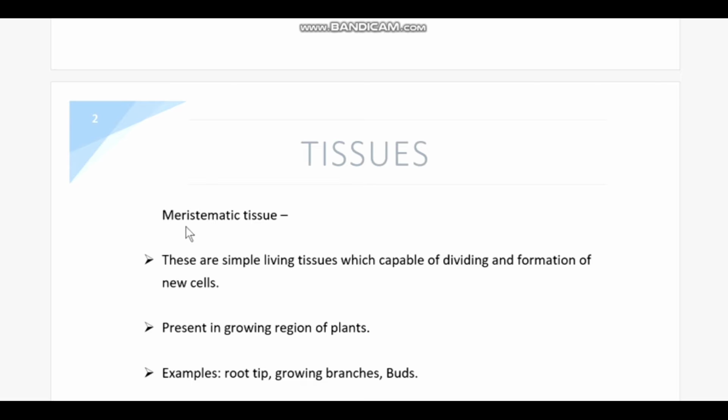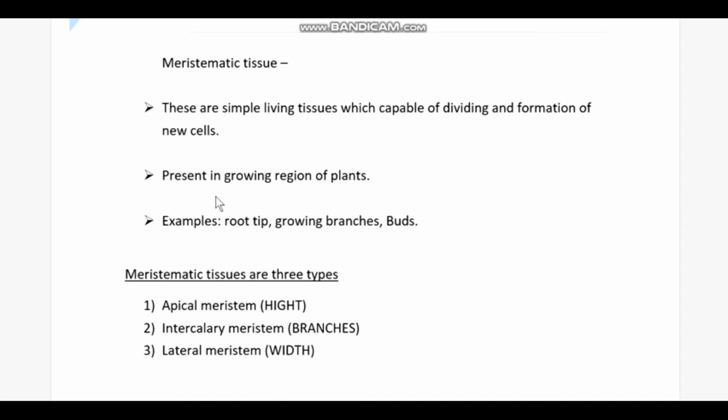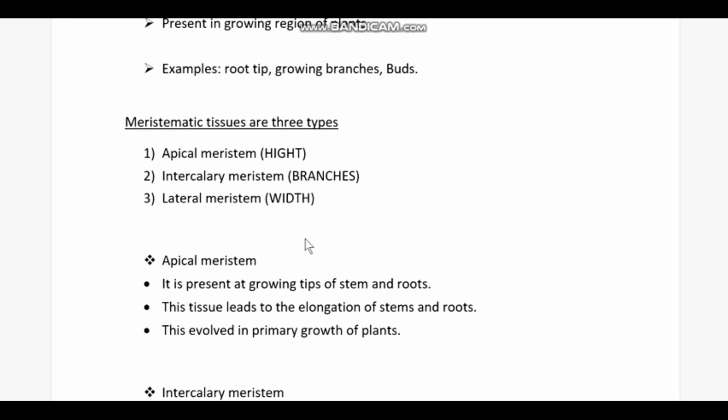What is meristematic tissue? These are simple living tissues capable of dividing and forming new cells. They can divide and form new cells, and are present in the growth regions of plants. Examples are the root tip, growing branches and buds of the flower.